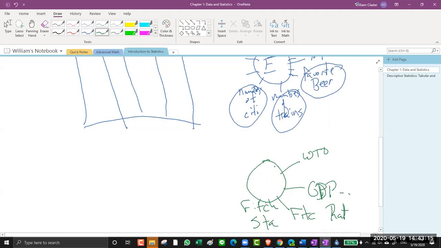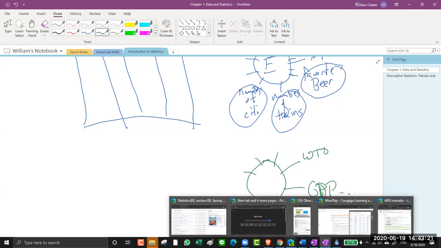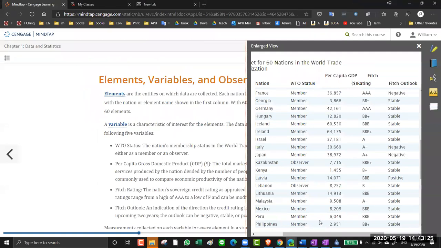Now they could have measured a lot of other stuff too, right? But they didn't. That's not what they're interested in. That's not in the data set. So going back to here, we just said what the variables are, and what are the elements? Nations. The nations are the elements.